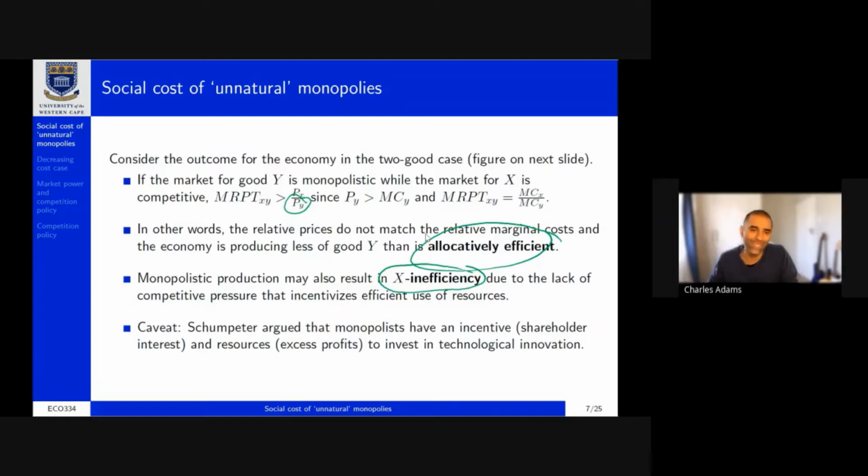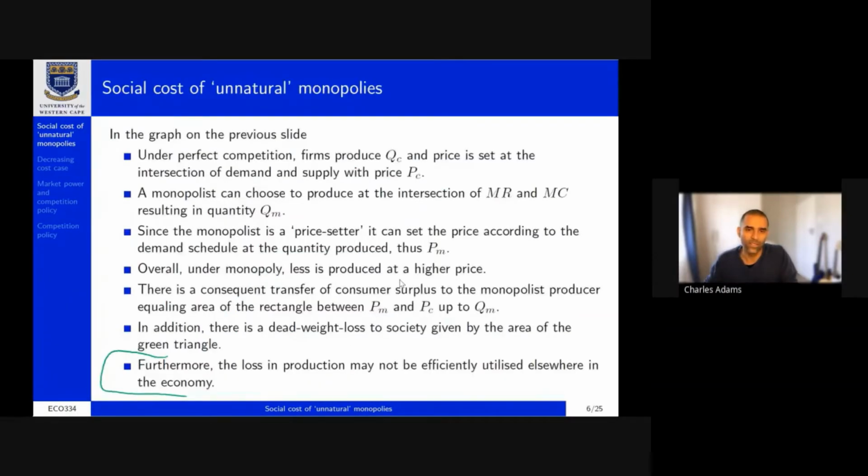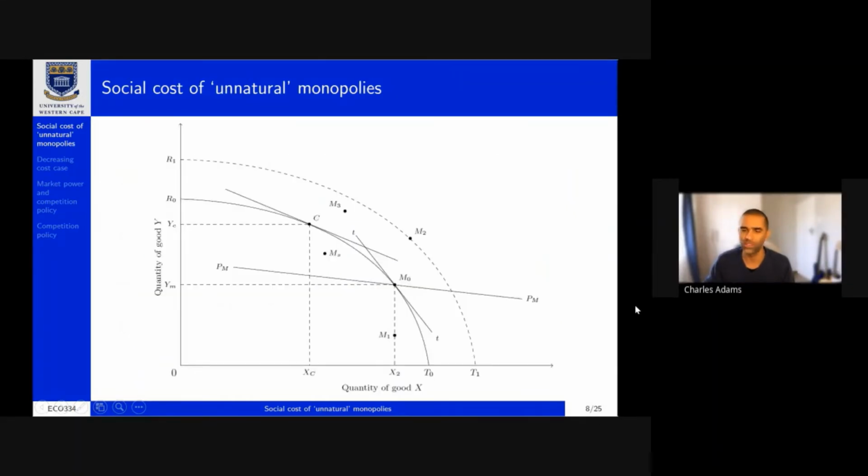And that is because firms make excess profits, right? That's one of the outcomes of having a monopoly, that the firm is making an excess profit. Price is higher than the marginal cost, right? And those excess profits can, in theory, be invested into improving production efficiencies. So that's the caveat that was raised by Schumpeter, who suggested that monopolists have an incentive given shareholder interests, and they have the resources given the excess profits to invest in technological innovation that promotes efficiency rather than results in X inefficiency.